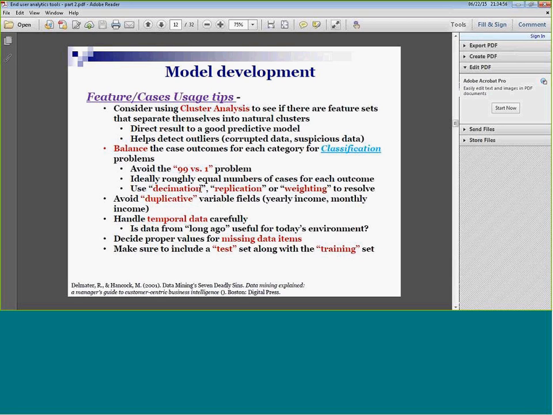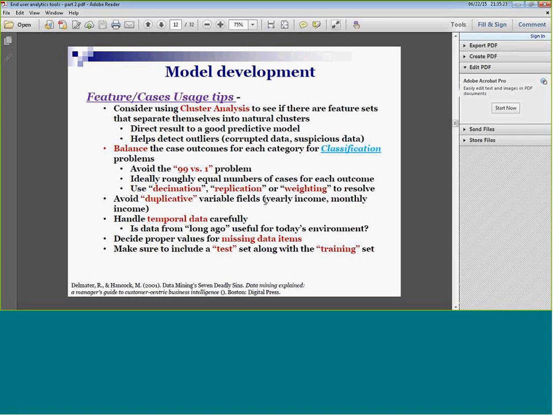So now I'm going to end up with 9,900 that did pay it back and 9,900 that didn't, although the 9,900 that didn't are really the 100 duplicated many times. Sometimes that works. Then there's weighting. Some software will allow you to put a heavier weight on the cases that are rare, and that's another approach. A lot of ways to do this. You want to avoid duplicative cases.